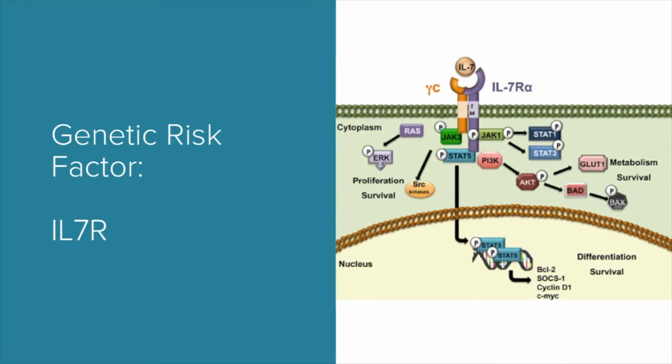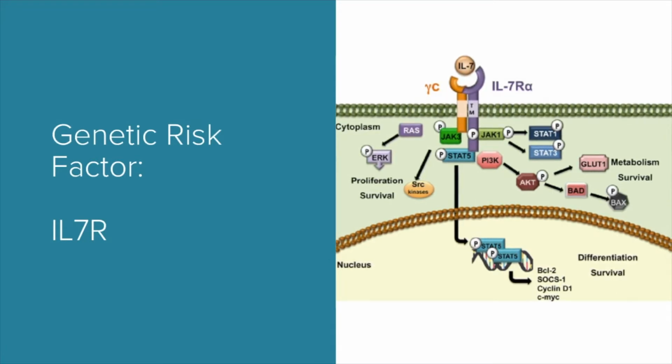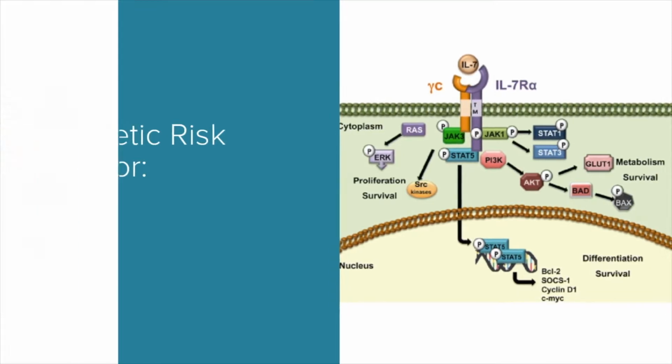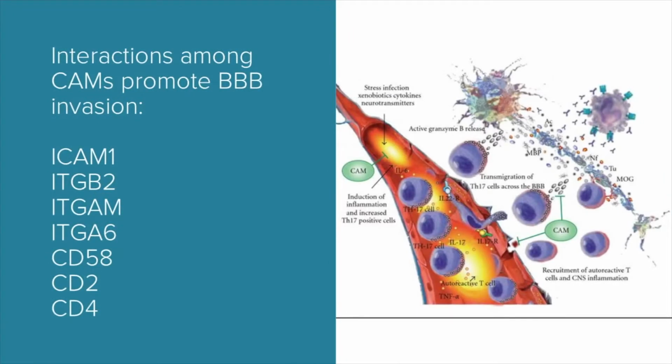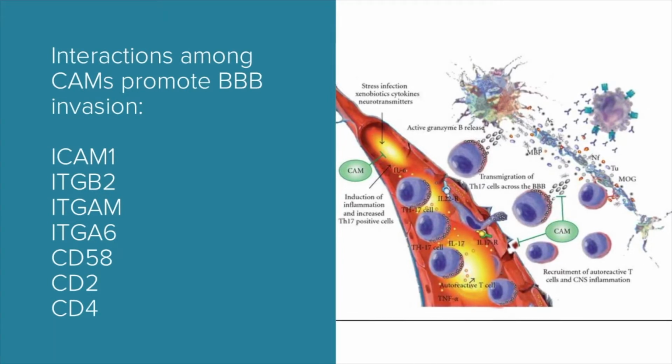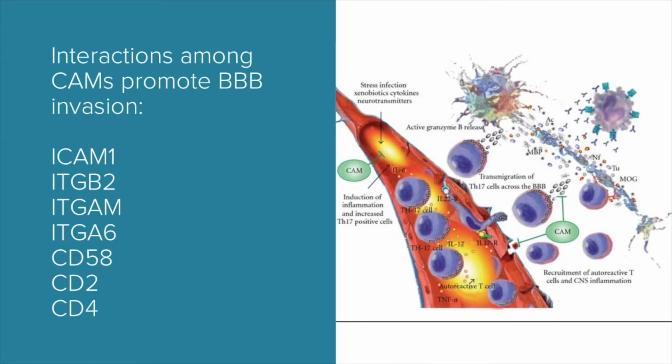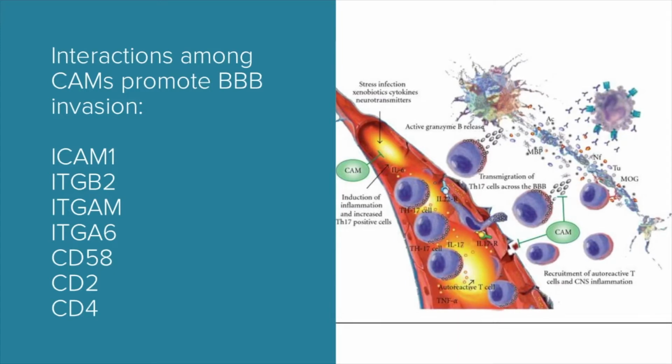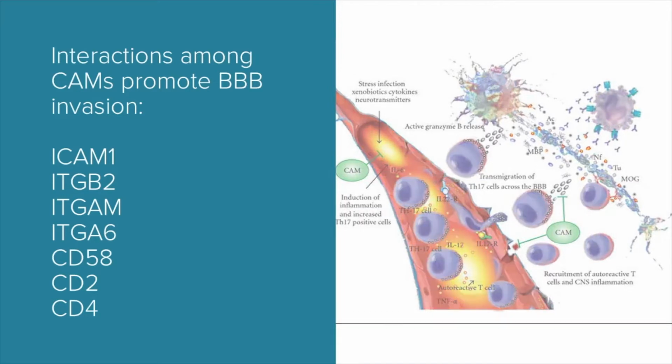The single nucleotide polymorphism associated with MS disrupts an expression silencer, resulting in increased expression of IL-7R, thus making the individual more susceptible to acute inflammation. For lymphocytes to travel into the CNS, they must first cross the tightly controlled blood-brain barrier mediated by CAMs, or cell adhesion molecules. The interactions among CAMs, ICAM1, the integrins ITGB2, ITGAM, and ITGA6, as well as CD58, CD2, and CD4 all synergistically confer susceptibility to MS.